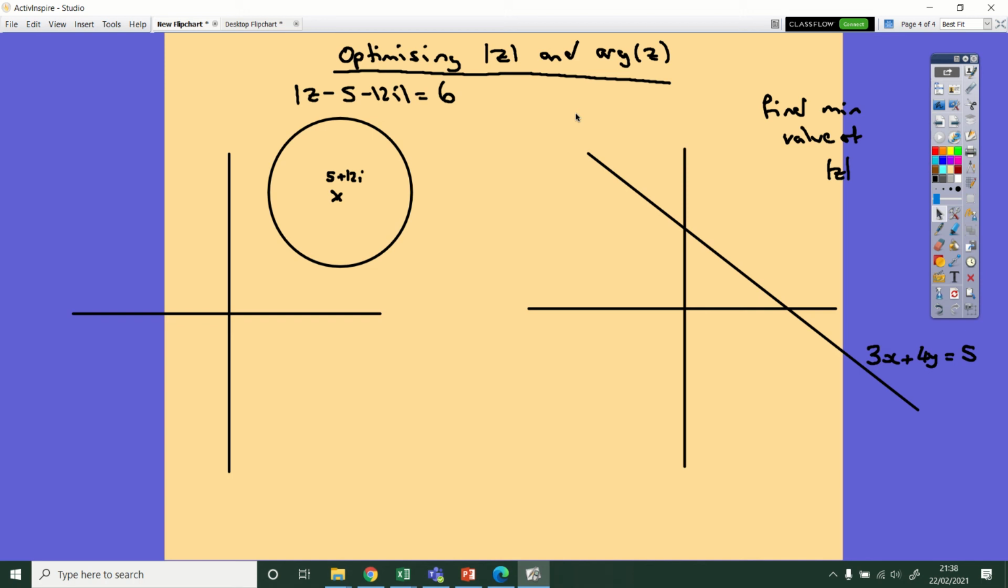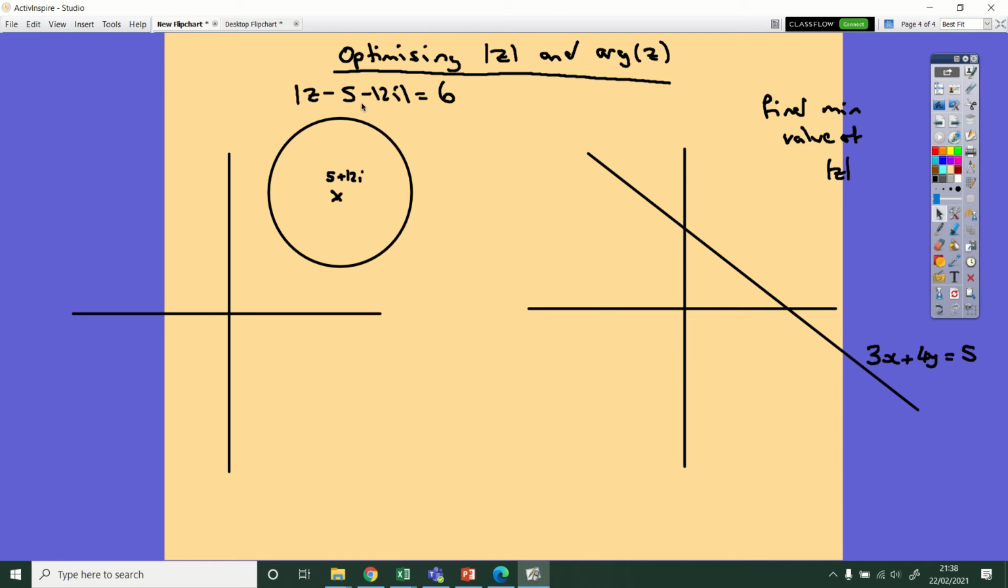In this video, I'm going to go through some slightly more challenging examples of optimizing the values of absolute value of z and the argument of z given a complex locus in the plane. So the first example I've got has a circle, which unfortunately doesn't touch any of the coordinate axes. But we can still do these four values if we know enough information. So we're told that the center is 5 plus 12i.